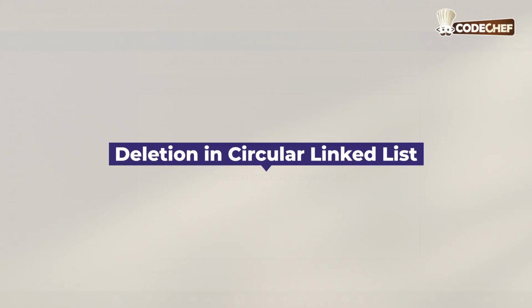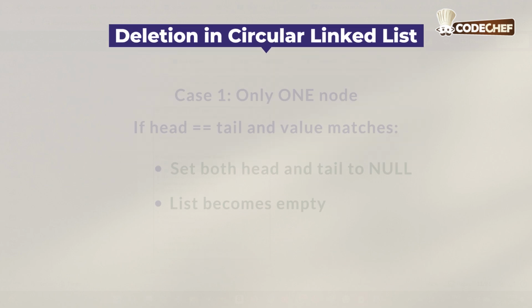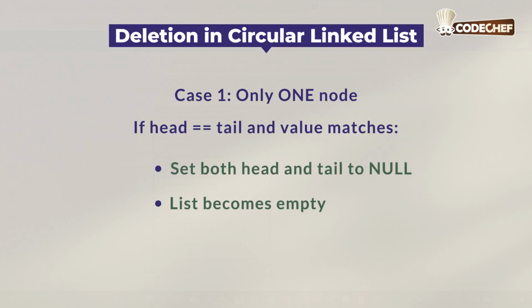Deletion in circular linked list. Now let's delete a node by value. First case, only one node. If head is equal to tail and the value matches, set both head and tail to null, and the list becomes empty, simple and clean.